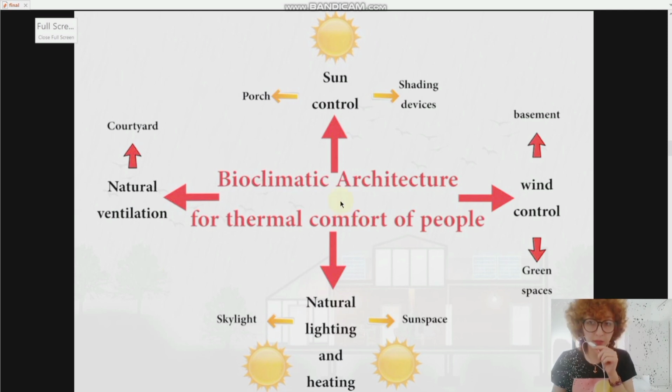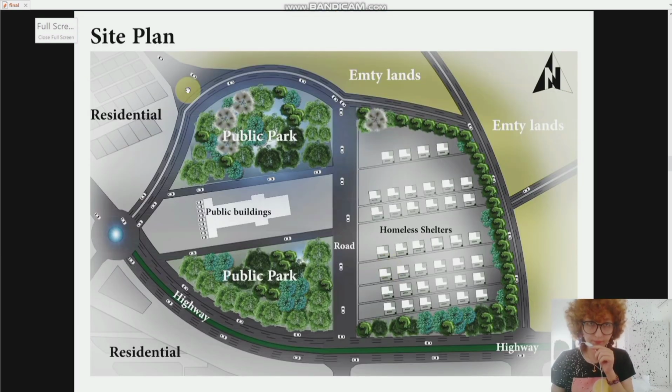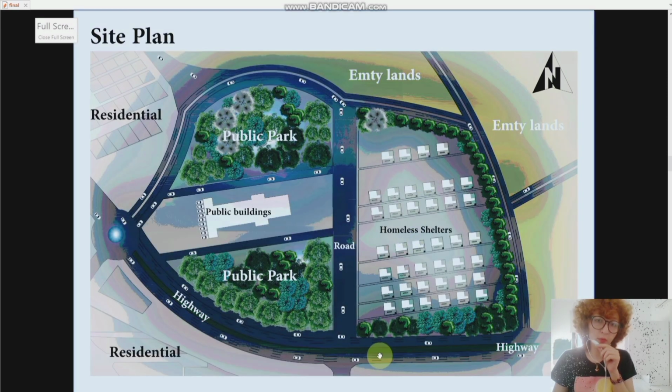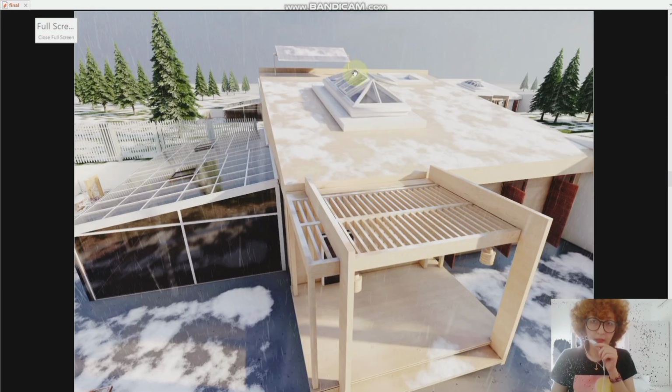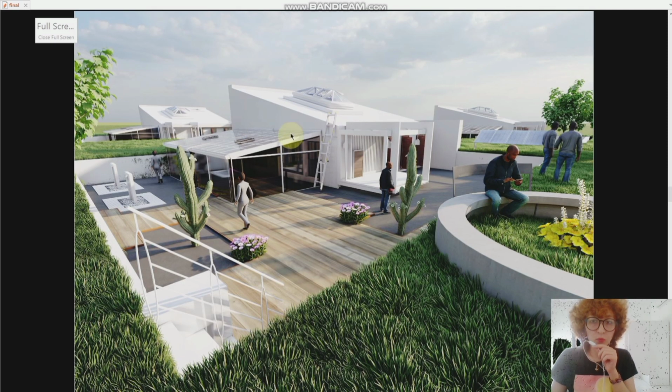This is a concept of the bioclimatic architecture for thermal comfort, wind control, sound control, natural ventilation, natural lighting and heating, use of basements. And this is a site plan, and this is a homeless shelter which is located on the site plan. This is the whole building of the homeless shelter. And in the next slide, I want to talk about other details.